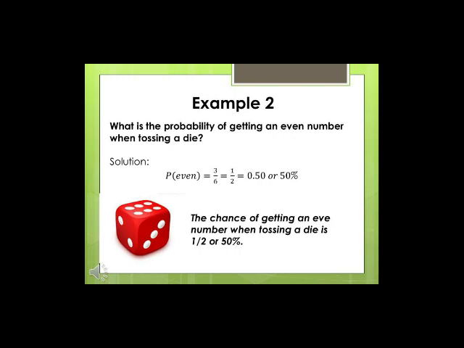Now, let's substitute 3 and 6 to the formula. So, we have 3 divided by 6. Therefore, the probability of getting an even number is 3 over 6, or 1/2, or 50%.